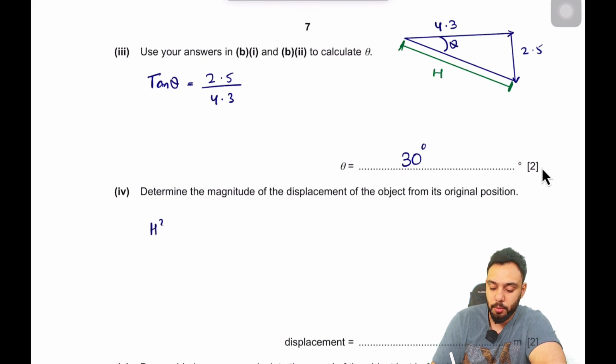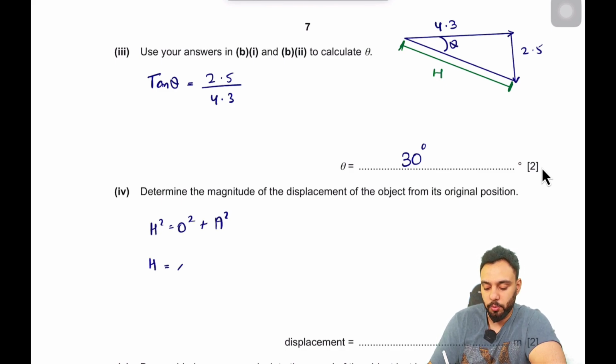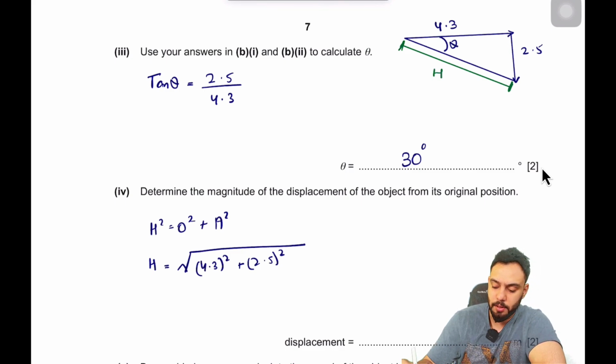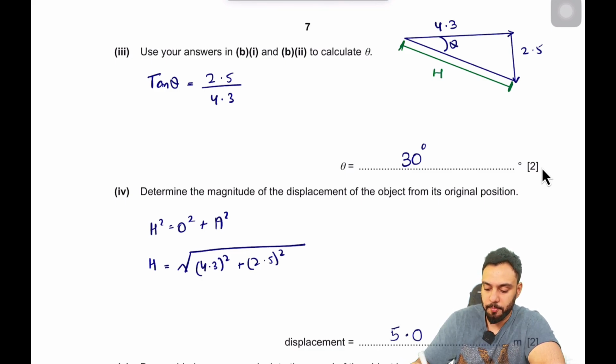So h squared equals opposite squared plus adjacent squared, so h equals the root of 4.3 squared plus 2.5 squared. I'm just going to plug the values directly into the calculator without wasting any time. I don't think you need another explanation on this one. It's quite simple. To be honest, the value for the displacement is going to be 4.97, so I would write it as 5 meters. So that's my value for the displacement as well.